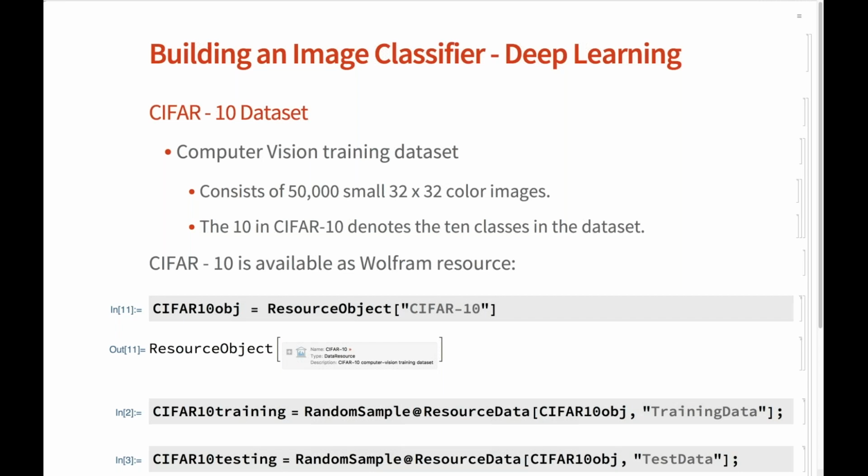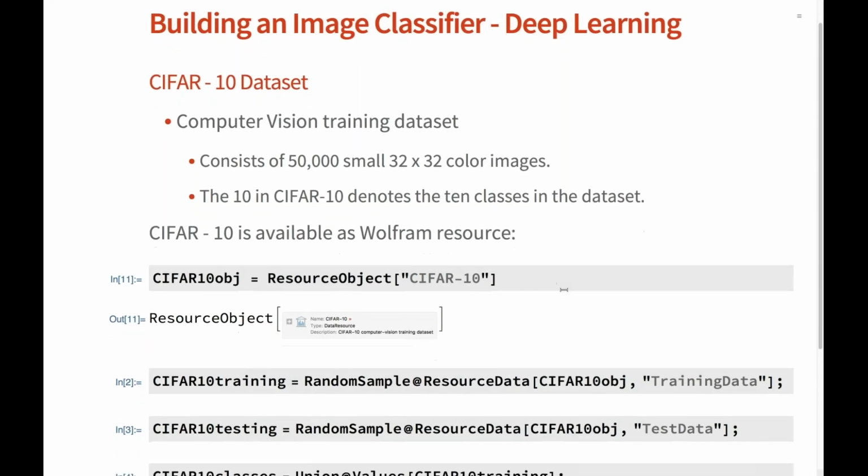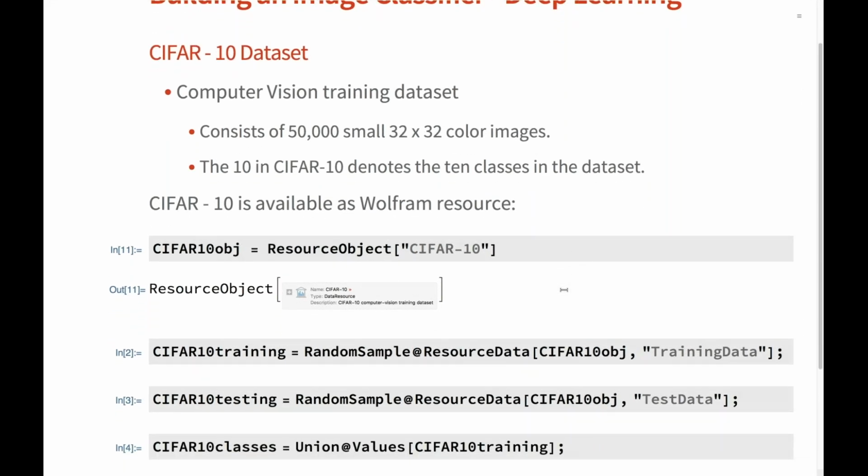As neural nets are data driven, we have to start from some data to train our neural net. So for speed and simplicity, I'm using a CIFAR10 dataset, which is a dataset made by the Canadian Institute for Advanced Research in Toronto, which consists of 50,000 small color images of size 32 by 32, which are classified into 10 different classes.